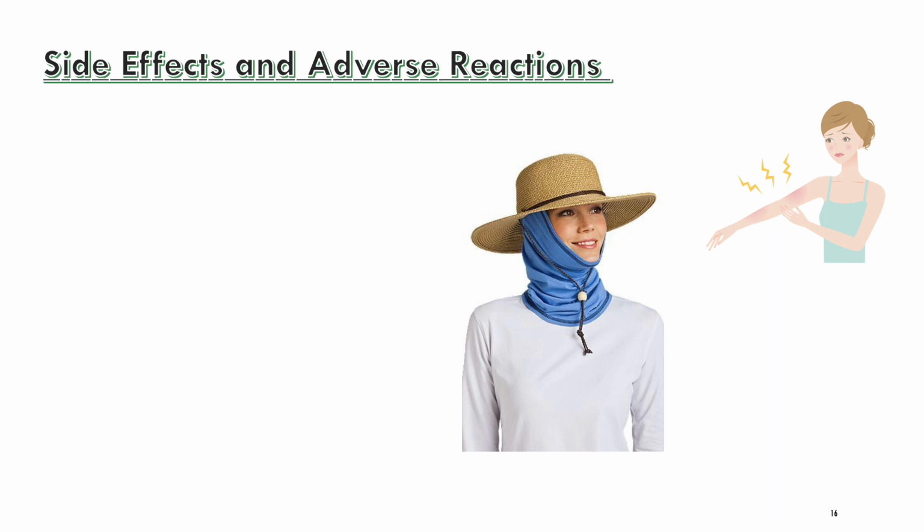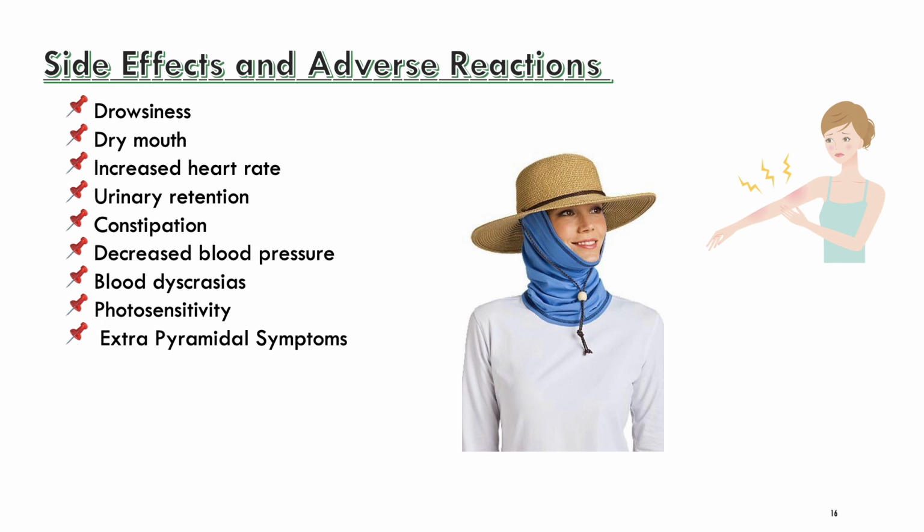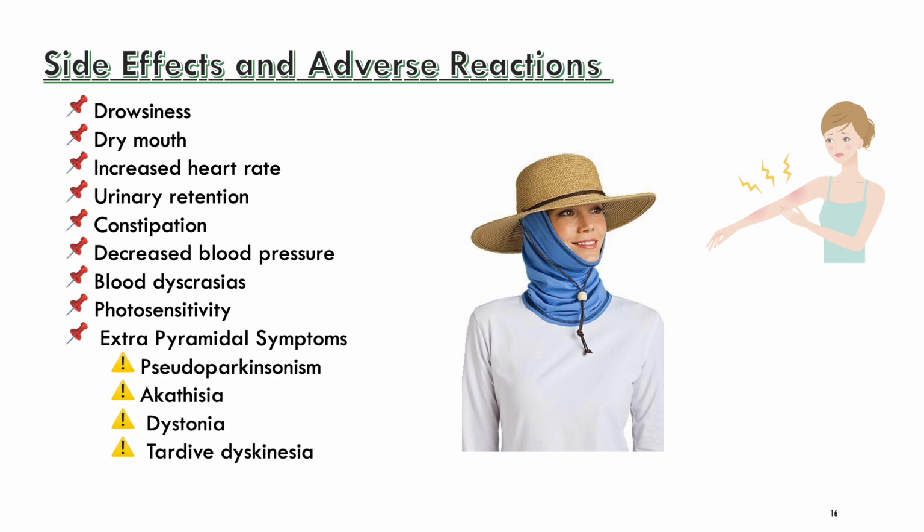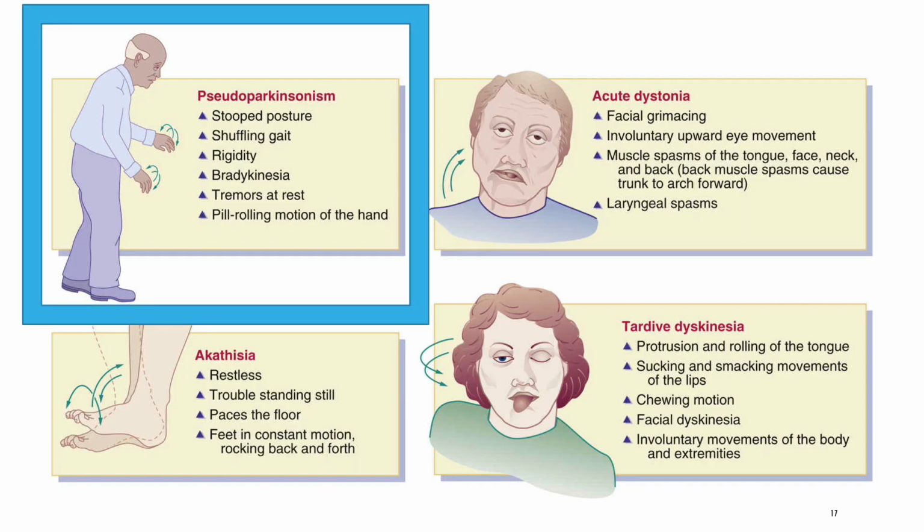Side effects and adverse reactions of antipsychotic medications include drowsiness, dry mouth, increased heart rate, urinary retention, constipation, decreased blood pressure, blood dyscrasias, photosensitivity, and extrapyramidal symptoms. Under extrapyramidal symptoms, it includes pseudoparkinsonism, akathisia, dystonia, and tardive dyskinesia. Pseudoparkinsonism is characterized by stooped posture, shuffling gait, rigidity, bradykinesia, tremors at rest, and pill-rolling motion of the hand.